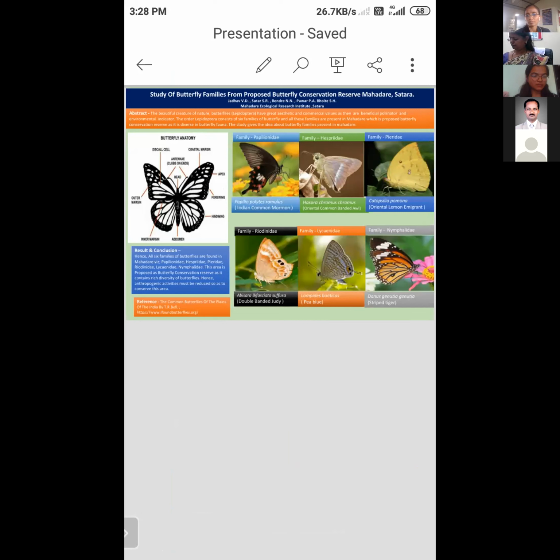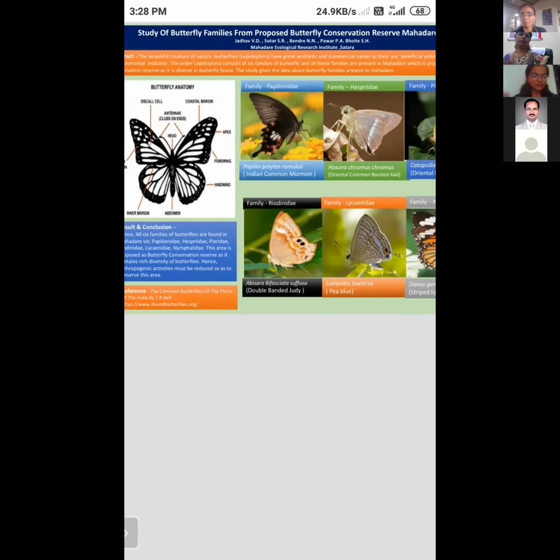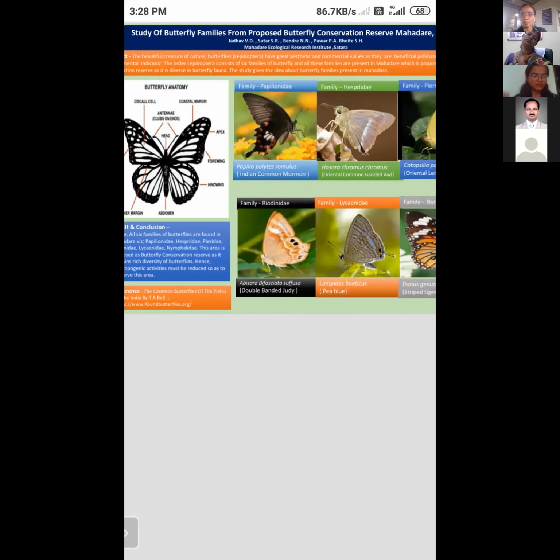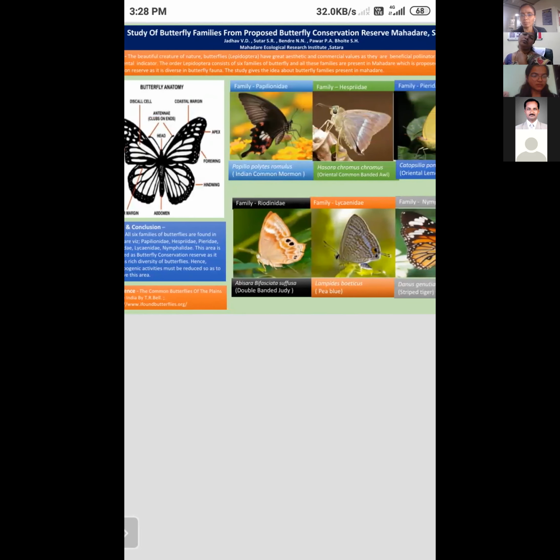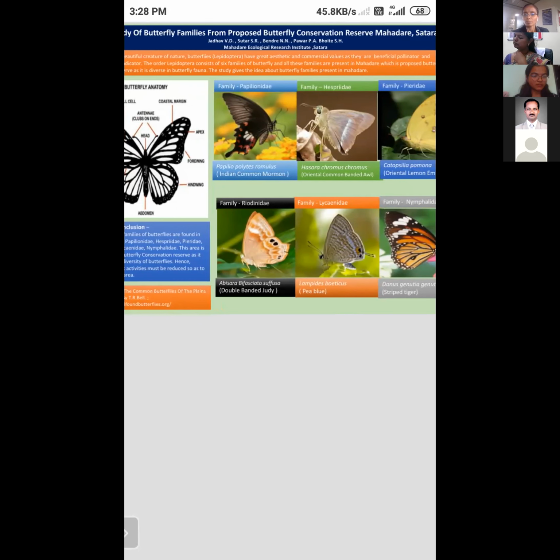Today I present my poster on the topic Study of Butterfly Families from Proposed Butterfly Conservation Reserve, Mahadare, Satara. Abstract. The beautiful creatures of nature, butterflies, belong to kingdom Animalia, phylum Arthropoda, class Insecta, order Lepidoptera. Having scaly wings, the order Lepidoptera consists of 6 families of butterfly. All these families are present in Mahadare. Mahadare is an ecotone between tropical semi-evergreen and tropical deciduous forest. It is diverse in butterfly fauna.